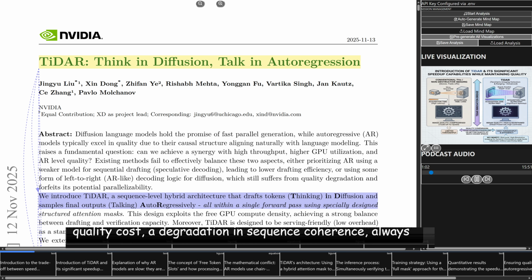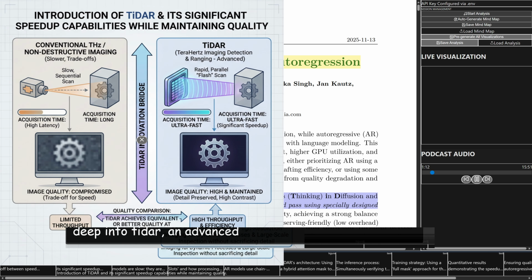Always. Until now, maybe? And that's our mission for today. We're going to unpack a major advancement that is designed to just eliminate this fundamental conflict. We are diving deep into TiDAR. An advanced hybrid architecture from NVIDIA and a team of researchers. TiDAR. It stands for Think in Diffusion, Talk in Autoregression, which, that name just perfectly captures its dual identity.